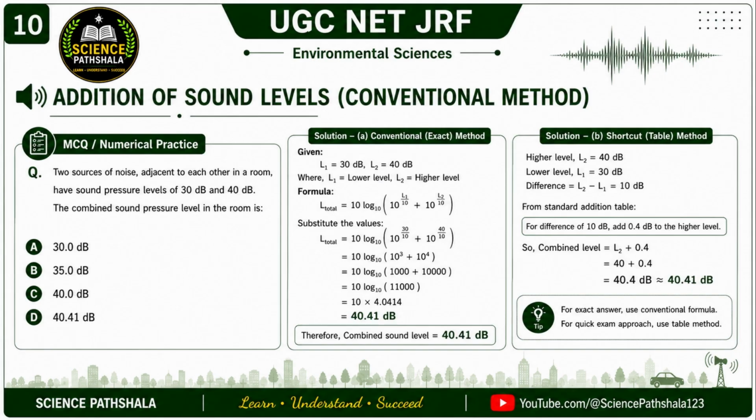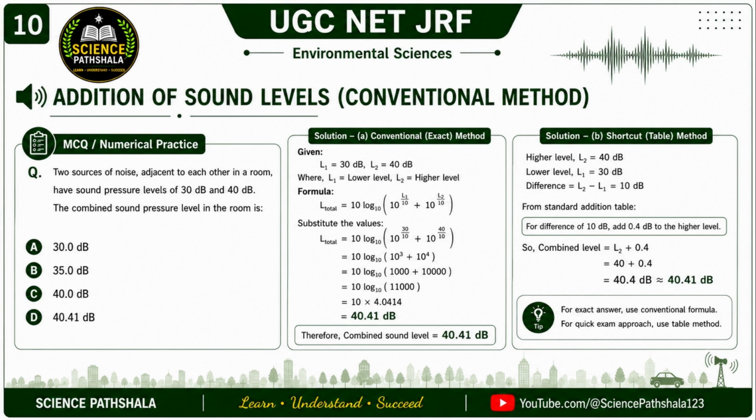This is the conventional formula, conventional method. So substituting the values, L total becomes 10 log of 10 raised to power 30 upon 10 plus 10 raised to power 40 upon 10. So it becomes 10 log of 10 raised to power 3 plus 10 raised to power 4. On calculation it becomes 40.41 dB. Therefore the combined sound level is 40.41 dB.